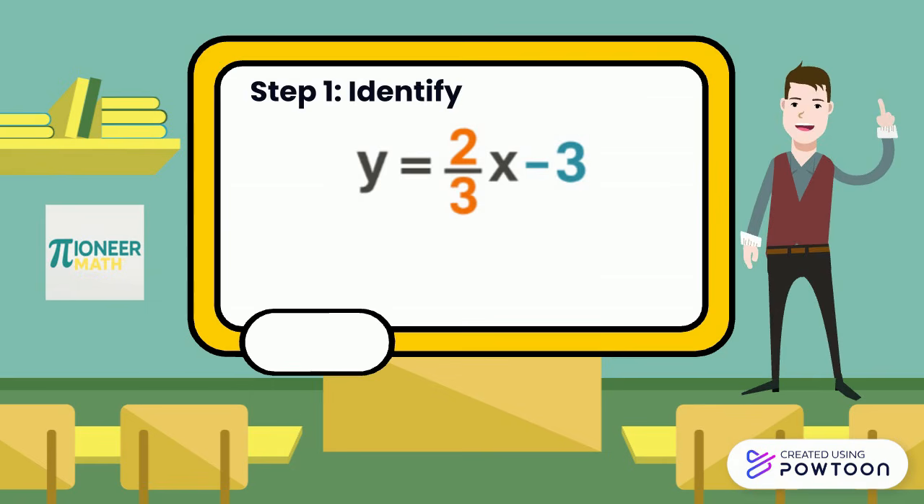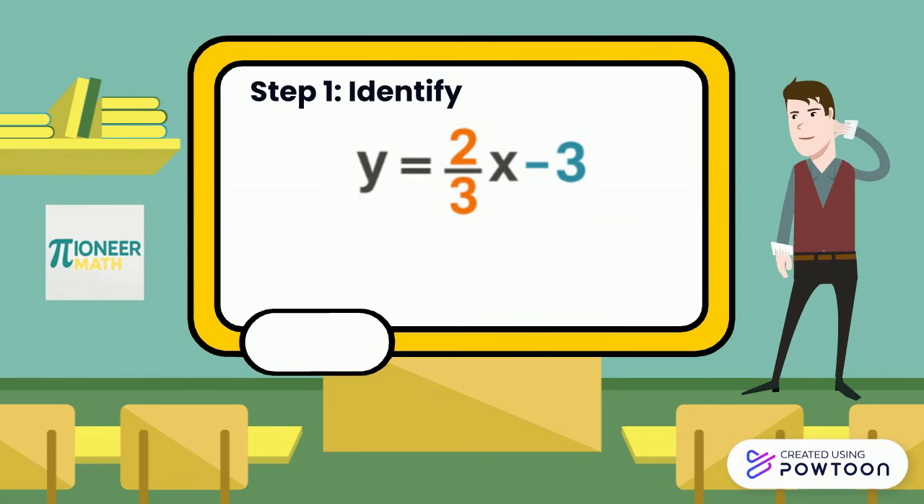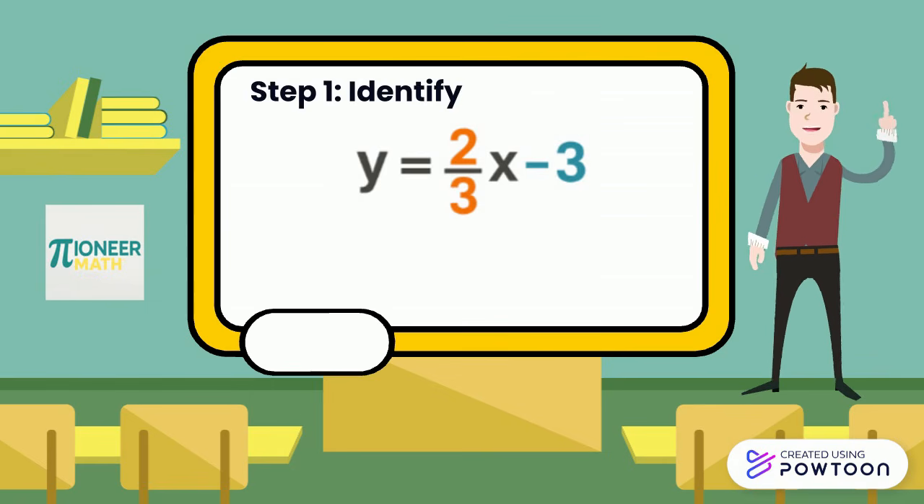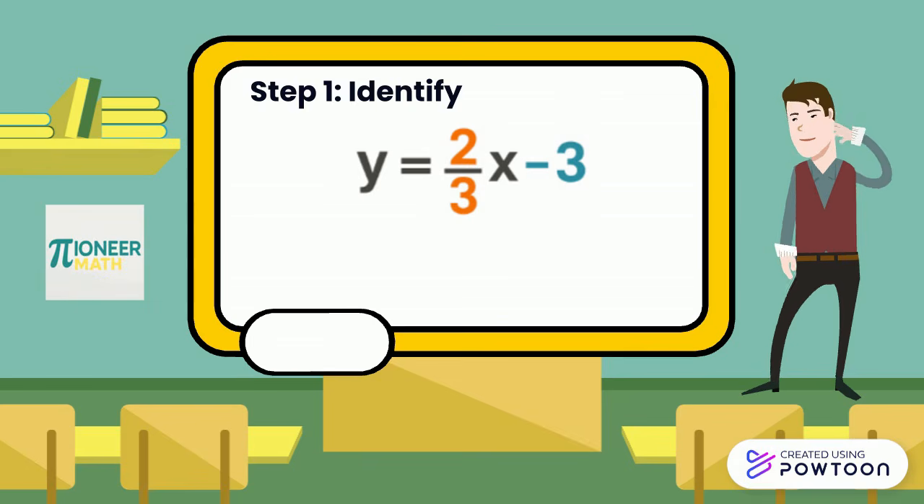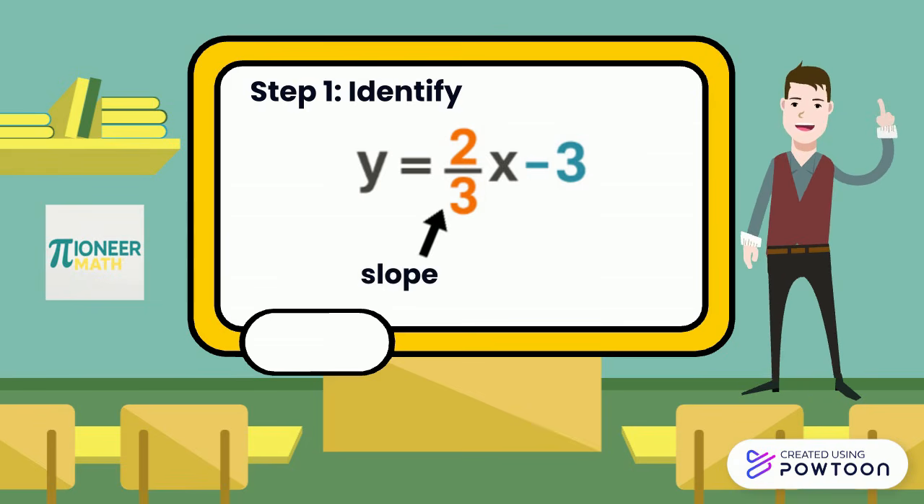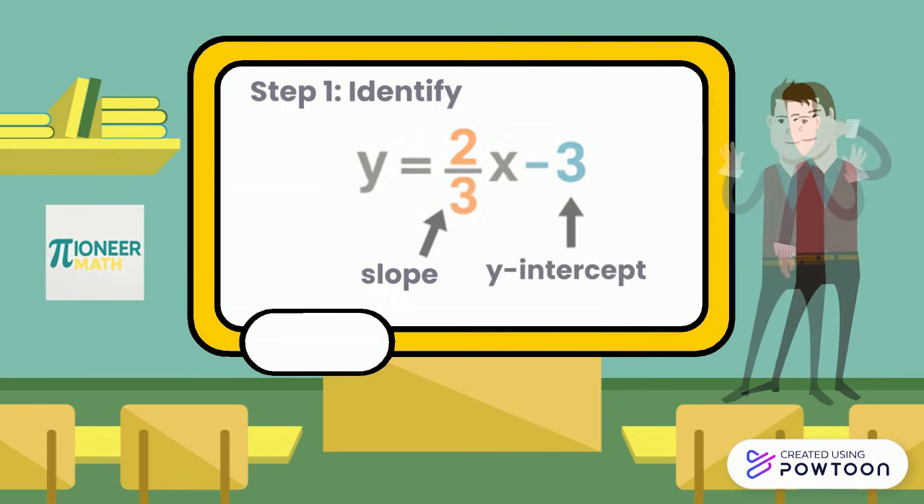Let's use the equation y = 2/3x - 3 as an example of a linear equation we want to graph. The first step is to identify the slope and the y-intercept. In this example, the slope is 2/3 and the y-intercept is -3.